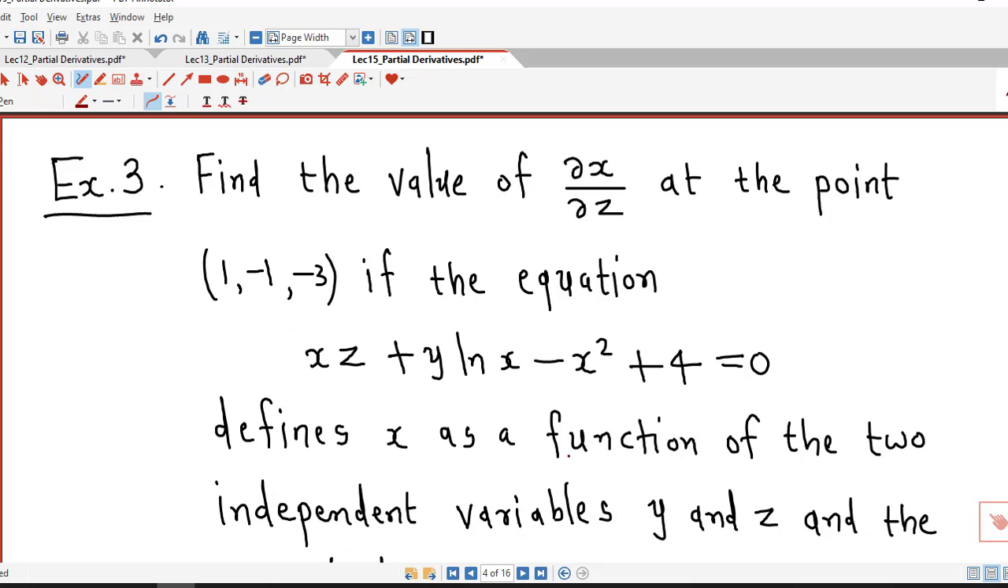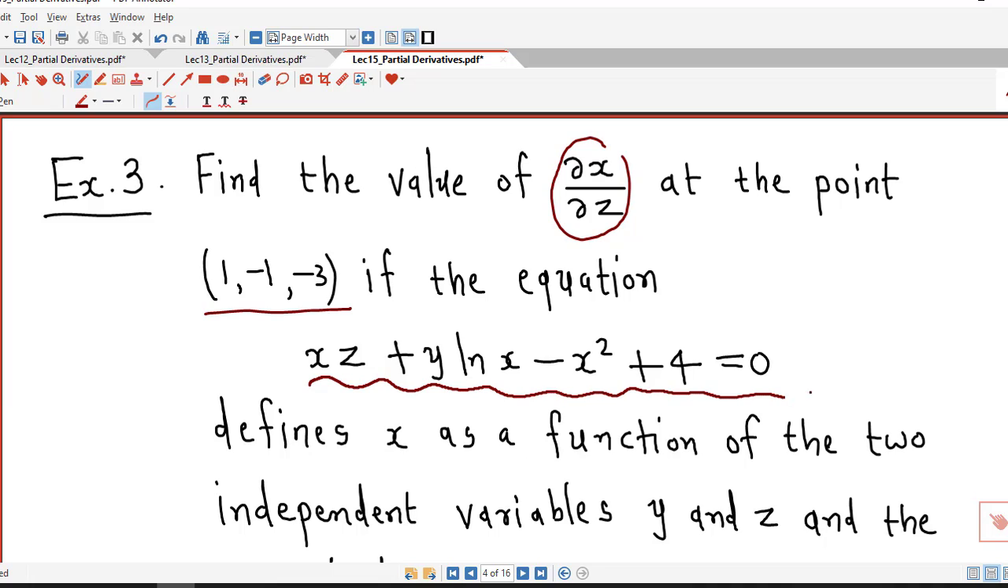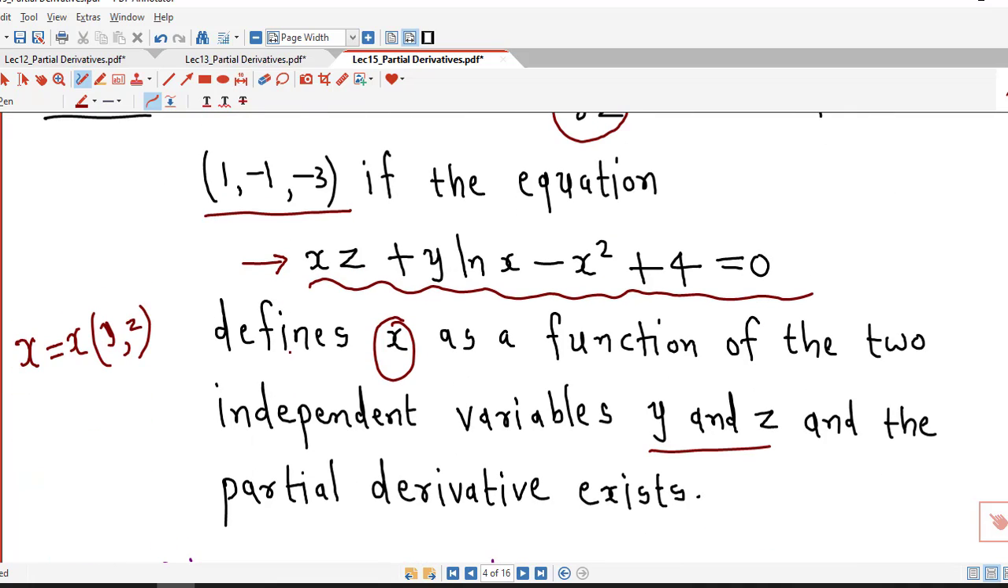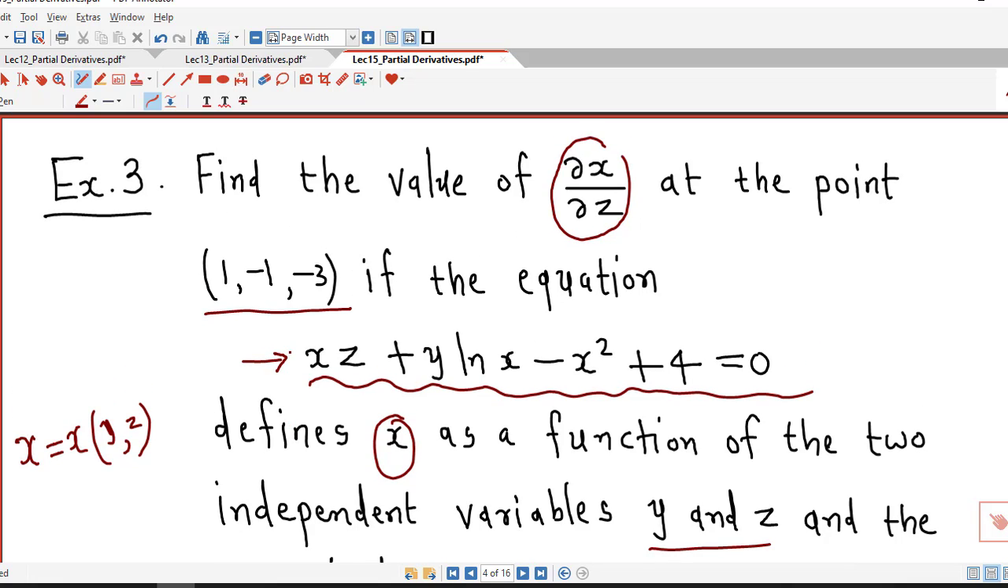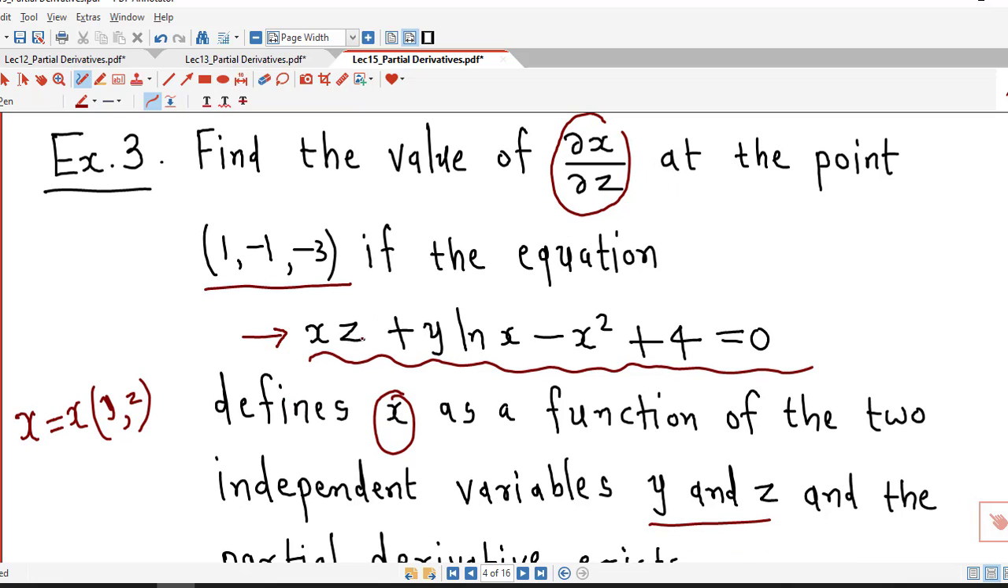So we consider one example. Find the value of del x by del z at the point 1, minus 1, minus 3 if this equation determines or defines x as a function of the two independent variables y and z. That means x is an implicit function of y and z given by this relationship, and it is given that partial derivative exists. So we are interested in the partial derivative of x with respect to z.